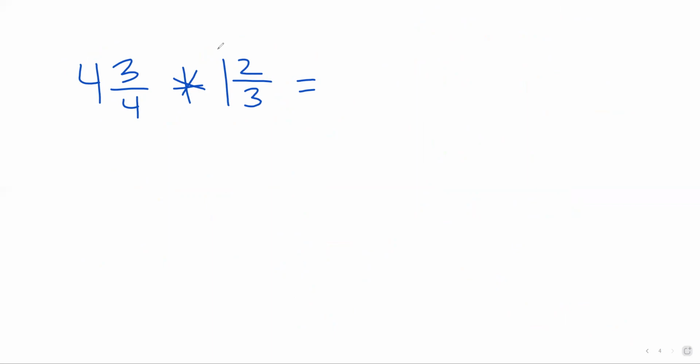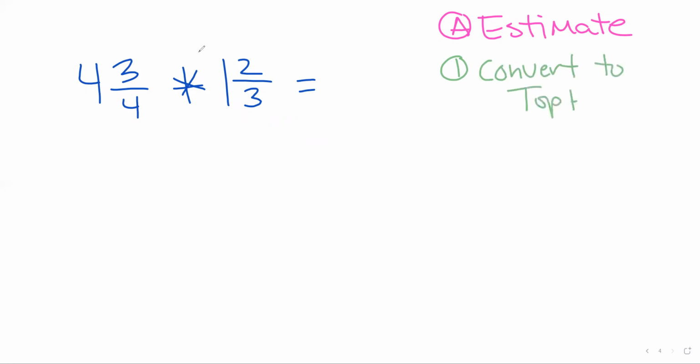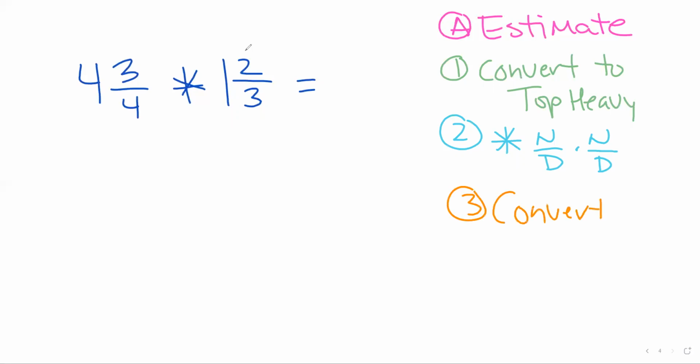So our hope is you have already gone through the steps for this. And if not, let's go ahead and remind everyone what we're going to do. We're going to first estimate because that's going to help us get to a reasonable answer. And then we are going to convert to top heavy. Once we convert to top heavy, we want to make sure that we multiply our numerators and our denominators, not together, right? Multiply the numerator times the numerator, and your denominators times your denominators. And then we are just going to convert back or reduce if we need to.